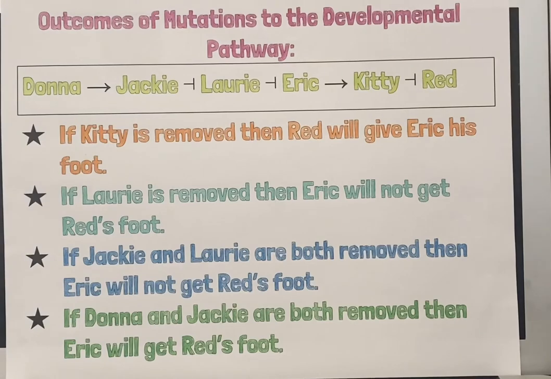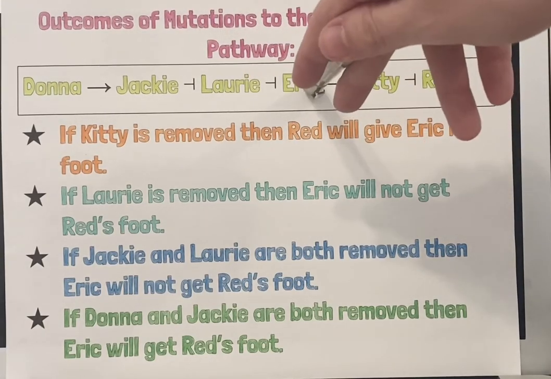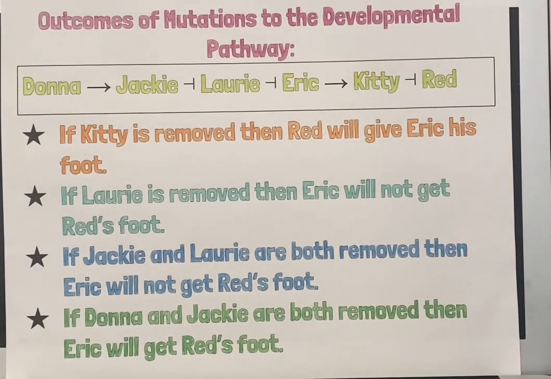If Jackie and Lori were both removed, then Eric wouldn't get his father's foot because all the repression from Lori is still gone. So if Donna and Jackie were both removed, then Eric would get his father's foot because Donna's not going to be able to activate Jackie, and Jackie's not going to be able to repress Lori. So Lori's going to repress Eric, and he will get his father's foot.